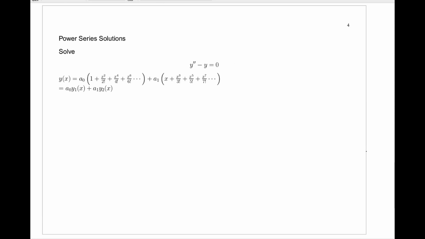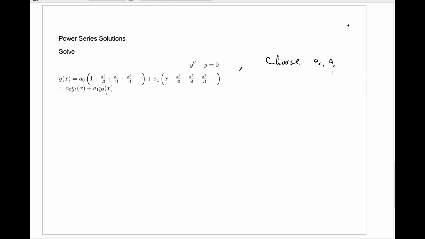Well, let's put this together. When we're looking for a solution to y double prime minus y equals 0, remember we chose a naught and a1 as arbitrary real numbers. Then our solution y of x was a naught times this function plus a1 times this function. I'm going to call this first function y sub 1 of x and the second function y sub 2 of x.